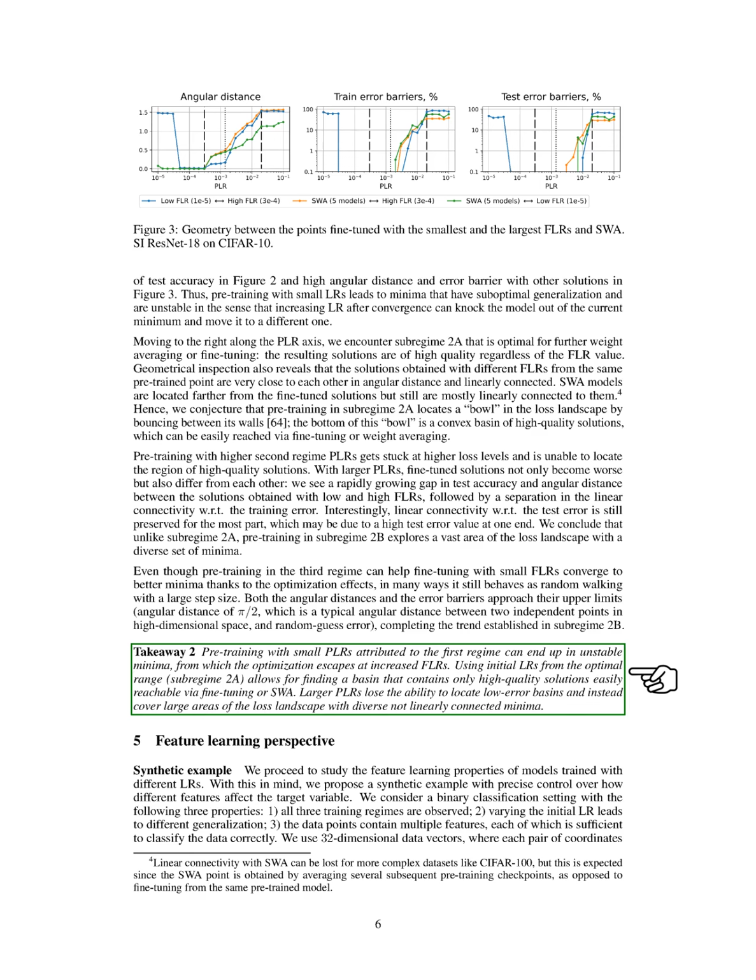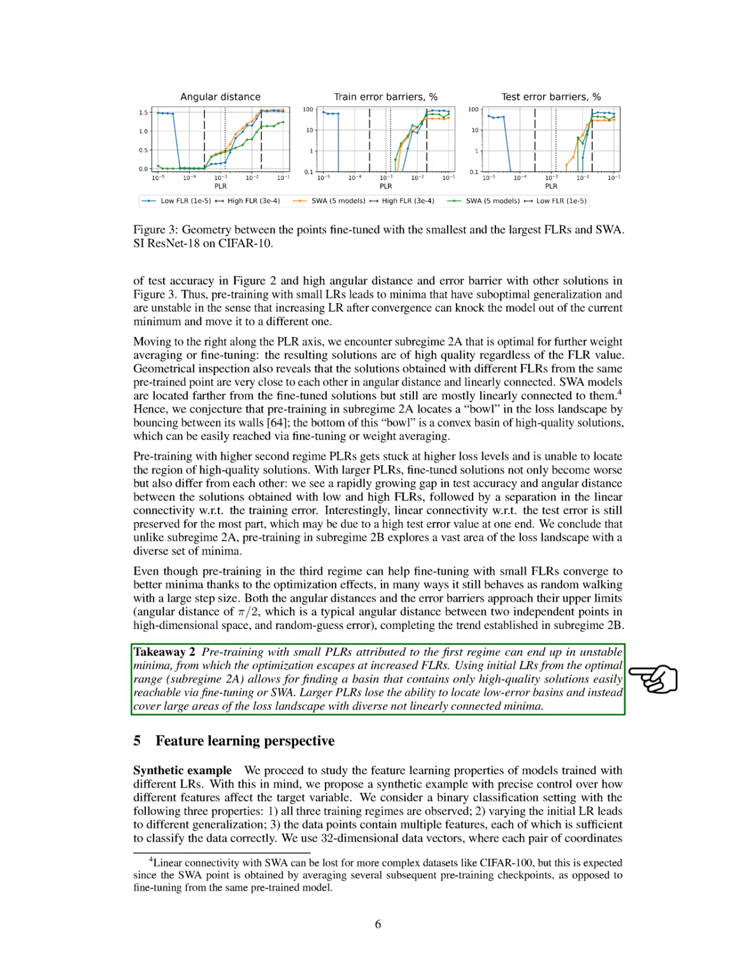Section Summary. In this section, we analyze the effectiveness of different learning rate (LR) regimes for pre-training, highlighting that pre-training in subregime 2A with lower second regime PLRs leads to better fine-tuning outcomes, while higher PLRs in subregime 2B degrade performance. We also find that pre-training in the third regime, although less effective, can still provide beneficial initialization for fine-tuning with small FLRs, while emphasizing the importance of using optimal initial LRs to locate high-quality solution basins in the loss landscape.